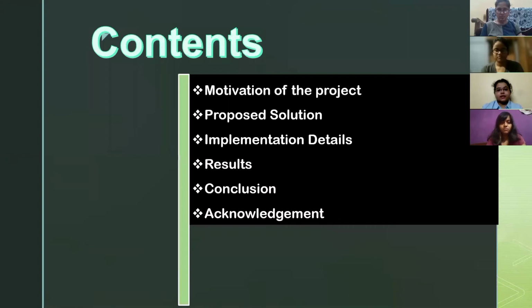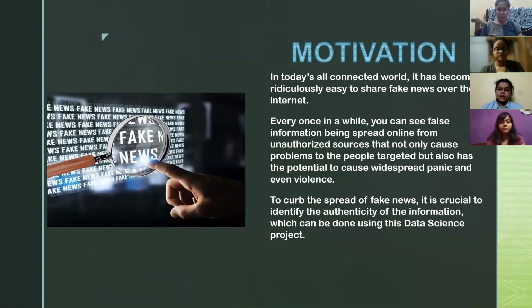These are the contents for our project, the motivation that we will be talking about. Every day there is a plethora of fake news that gets distributed in the social media platforms. The misinformation that is circulated by this fake news article has the potential to harm the society. Our project is to predict whether the news article entered by the user is fake or real.